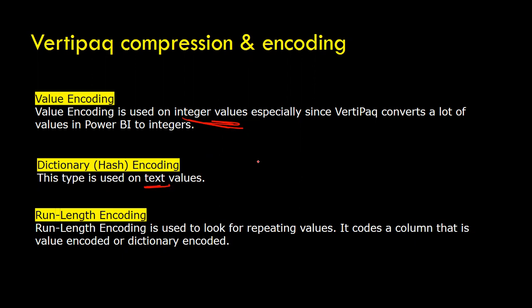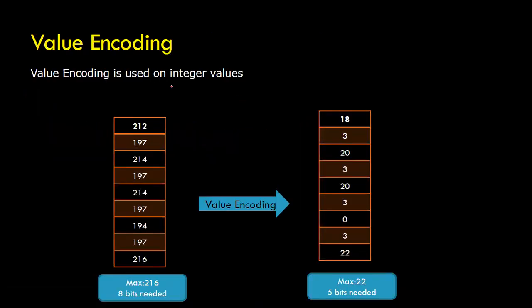Okay. So what is value encoding? Now we will take a look at what exactly value encoding is all about in detail. So this is the given data set. Let's say you have some quantity column. In the case of value encoding, the xVelocity engine subtracts the minimum value from all the values of the column. So what is the minimum value here? Can all of you please type it in the chat? Which one is the least value here? This is the one, right? The 194. So it first finds the minimum value, and then it subtracts the minimum value from each and every value of this column.